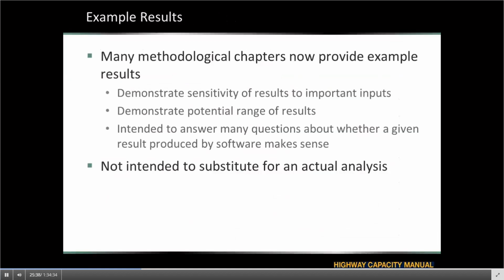Many Volume 2 and 3 chapters now provide example results to help analysts determine the reasonableness of the results they obtain from software, to highlight a method's sensitivity to particular inputs, and to highlight possible methodological quirks such as step function behavior. The example results are not intended to substitute for an actual analysis, as the results depend on the assumptions used for other inputs, and are therefore deliberately printed at a size large enough to indicate trends, but too small to pick out specific results.